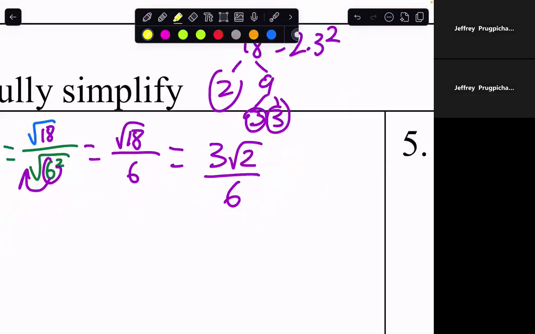All right, and then we cannot reduce the 2 and the 6. The 2 is inside a radical, but you can reduce the 3 and the 6. The 3 and the 6 can both be divided by 3. So that takes us to radical 2 over 2.